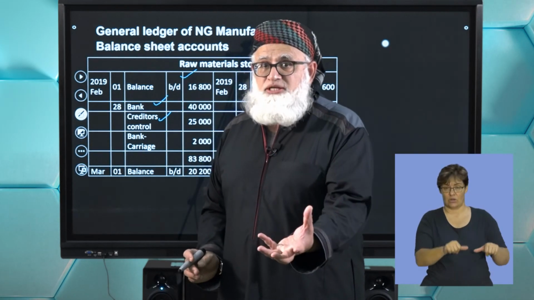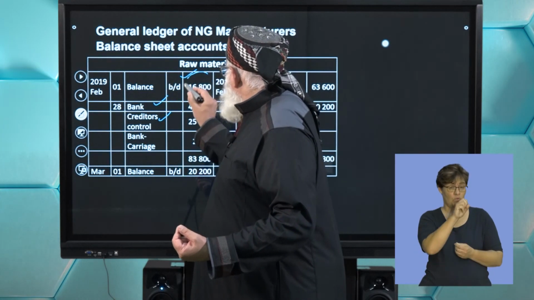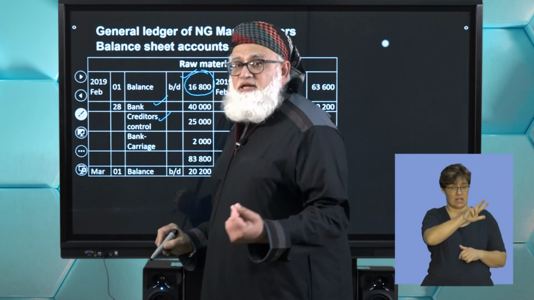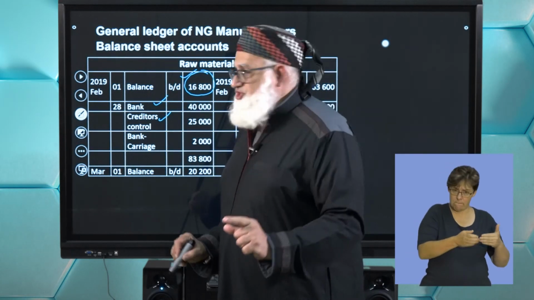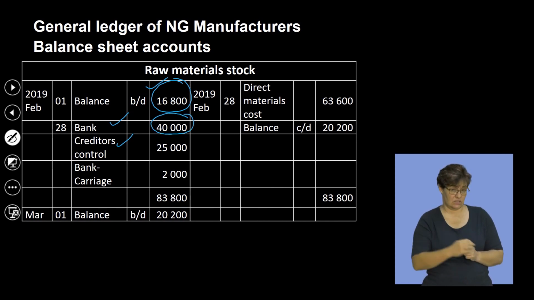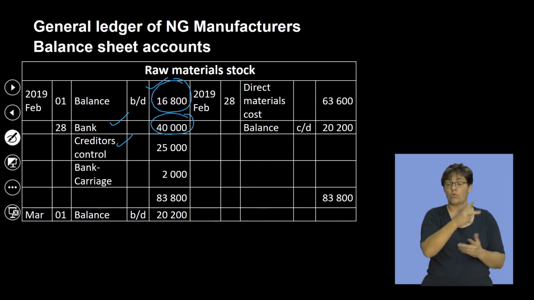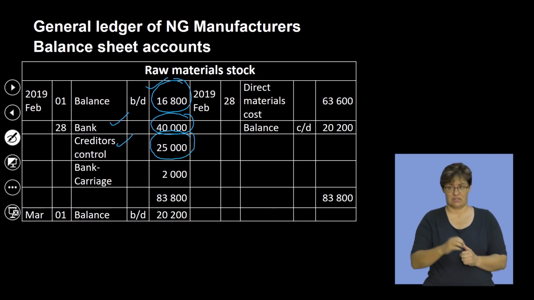Watch the information that we have. We had stock of raw materials of 16,800 at the beginning of the financial year. We purchased raw material for cash. How much? 40,000. We purchased raw materials on credit for how much? 25,000. Okay, what else do we know?